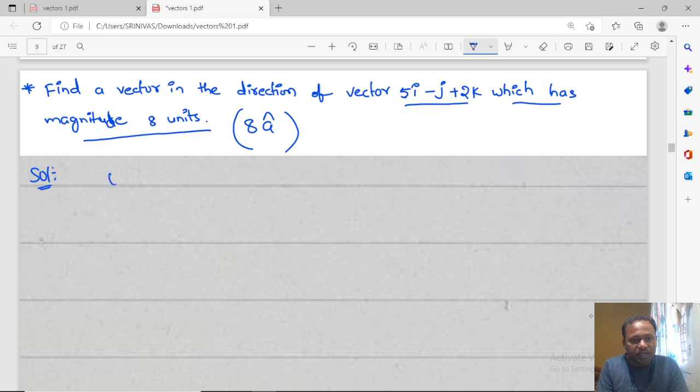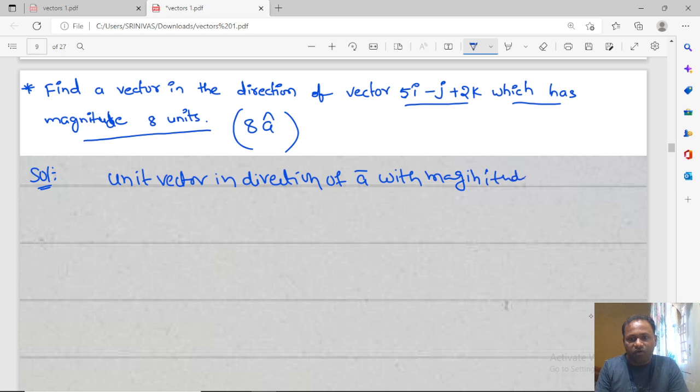So, the unit vector in the direction of a bar with magnitude, how much? 8, length 8 units, what is that? 8 into a cap. Okay?